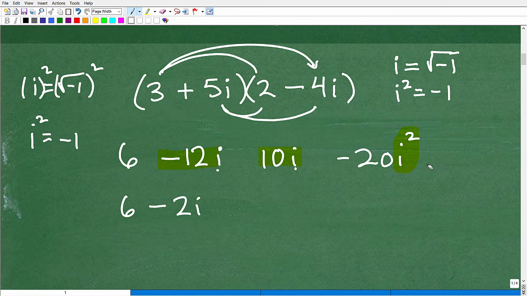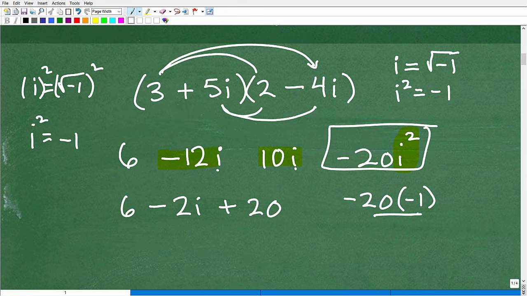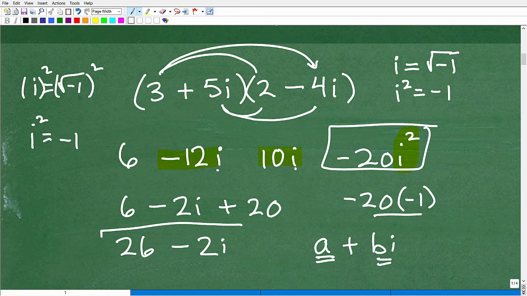Okay, so now I can simplify this because this is really negative 20 times negative 1. So negative 20 times negative 1 is a positive 20. All right, so this is plus positive 20. So that's what this really is right here. Okay, plus positive 20. Now I could combine like terms. I have 6 and 20, and that's going to be 26 minus 2i. Okay, remember we want to write complex numbers in terms of the form a plus bi, our real number first, so that's 26, and then our imaginary part, in this case, that's 2i over here, and that is the answer.